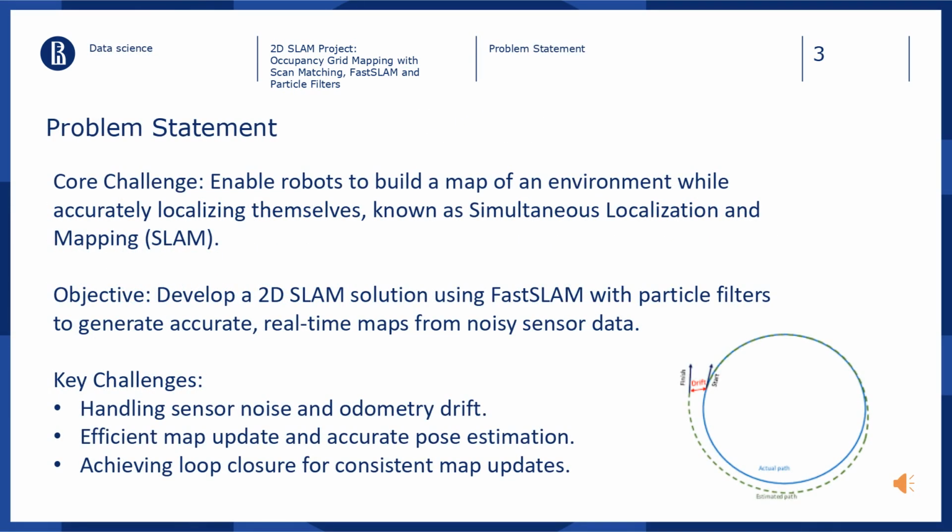The core challenge of this project is to enable robots to simultaneously map an environment while accurately localizing themselves within it, commonly known as simultaneous localization and mapping. Our objective is to develop a 2D SLAM solution using FastSLAM with particle filters and scan matching. This setup allows us to generate accurate real-time maps even with noisy sensor data.